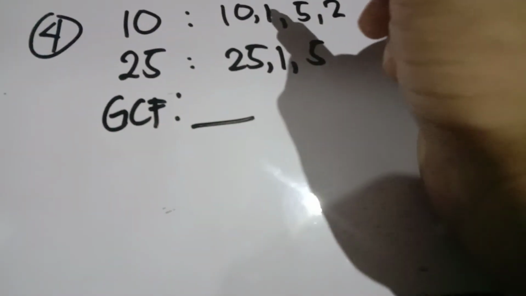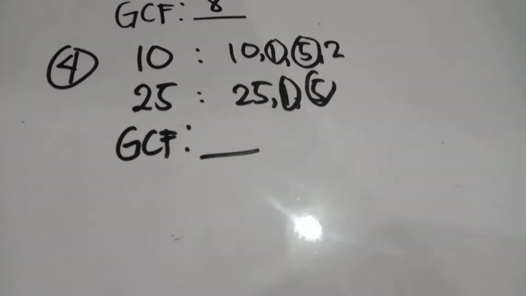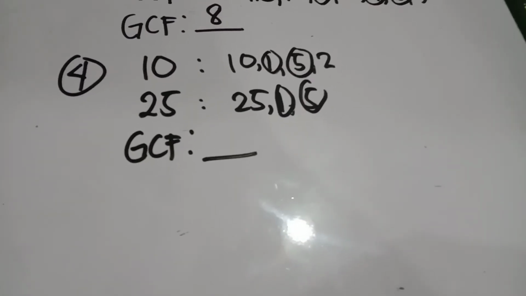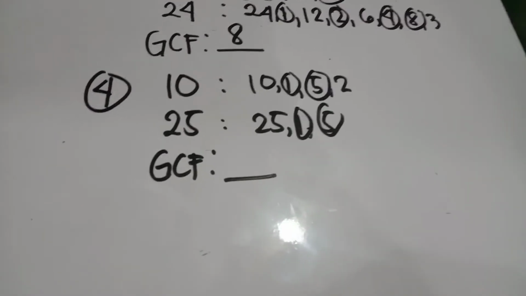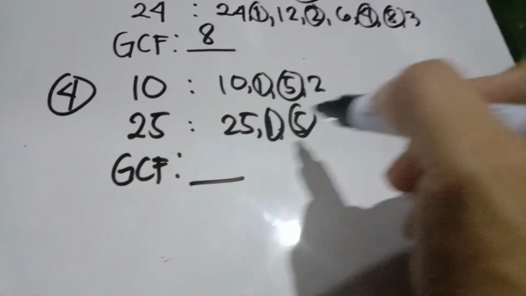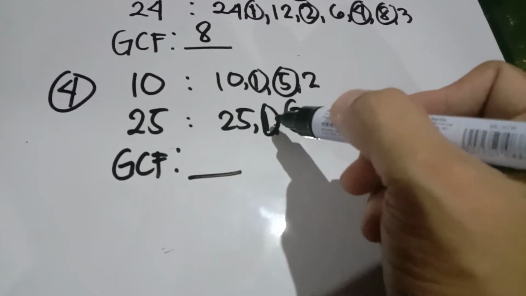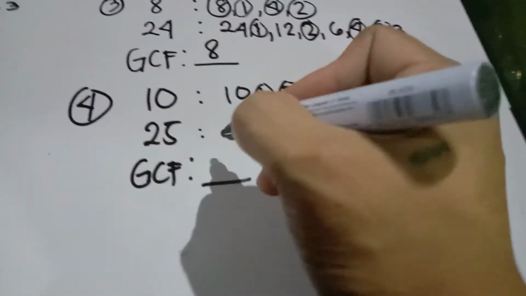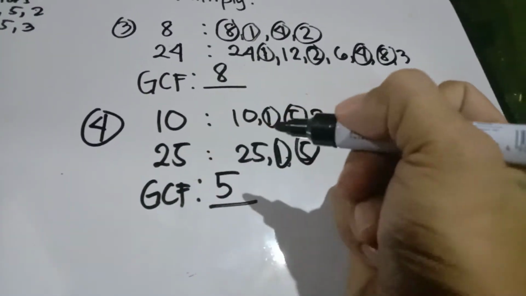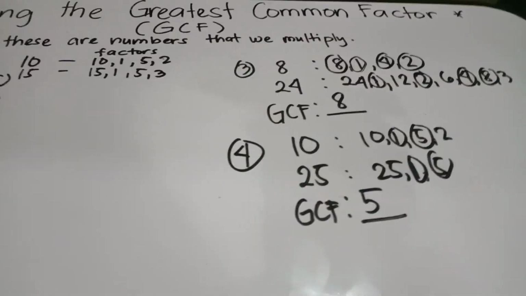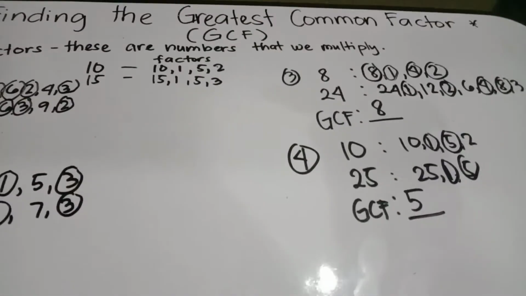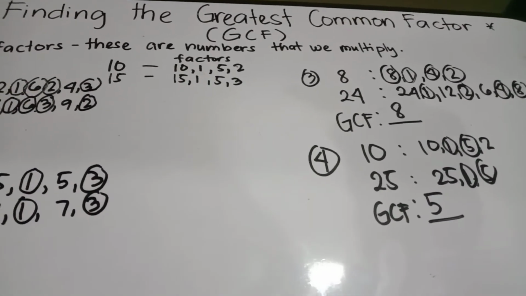So out of these factors, select the common factors. 1 is a common factor, 5 is a common factor. So dalawa po yung common factors ng 10 and 25. So 1 and 5 are common factors of 10 and 25. Now, out of these two common factors, pipiliin natin yung pinakamalaki, and that is 5. So 5 is the greatest common factor. So that's how we are going to find the greatest common factor.